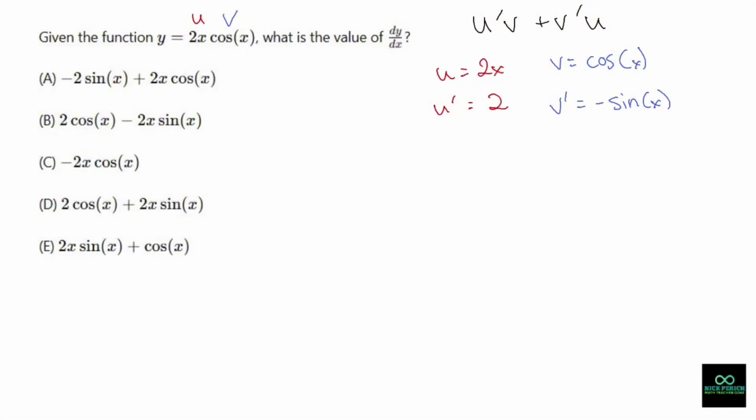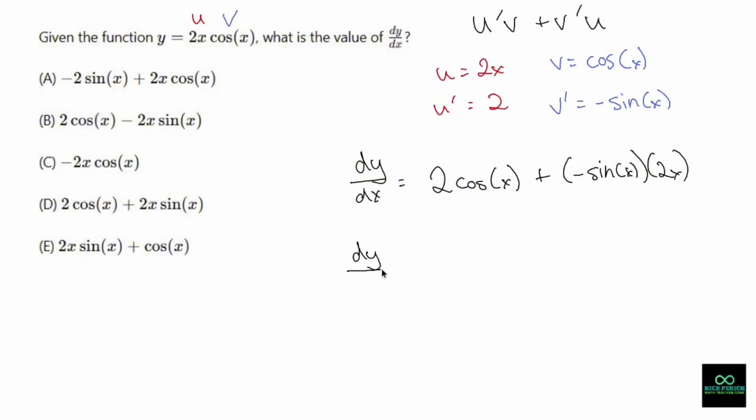So what I have to do is put this all together, make it look nice and neat. In this case, dy dx is going to equal u prime v, so 2 times cosine x, no problem so far, plus v prime, which is negative sine x, times u, which is 2x. Now that doesn't look so great, so let me clean it up. 2 cosine x, let's put plus negative and make that a minus. Let's bring that 2x out front and make it 2x sine x.